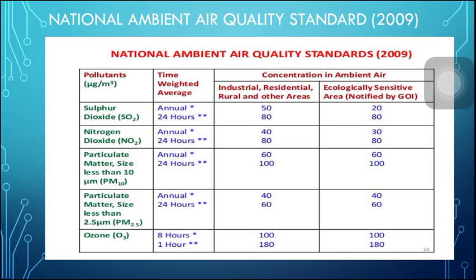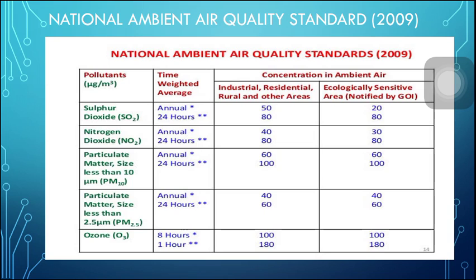The table below shows the National Ambient Air Quality Standards based on Category 1 and Category 2. The types of pollutants studied are sulfur dioxide, nitrogen dioxide, particulate matter of size less than 10 micrometer, that is called PM10, particulate matter of size less than 2.5 micrometer, that is PM2.5, and ozone.